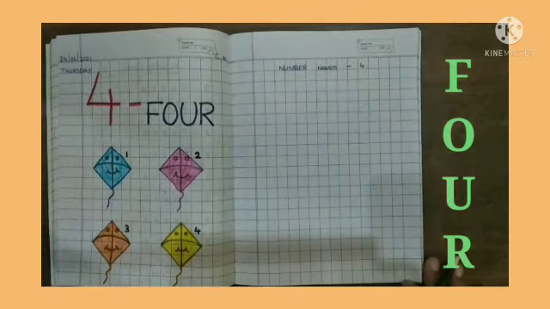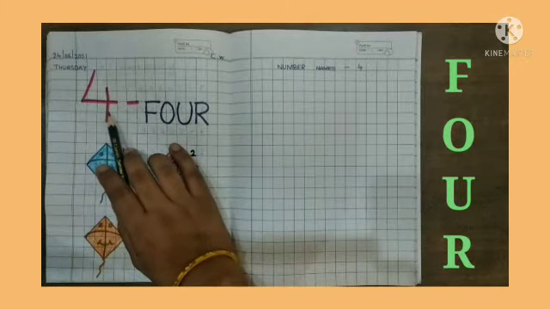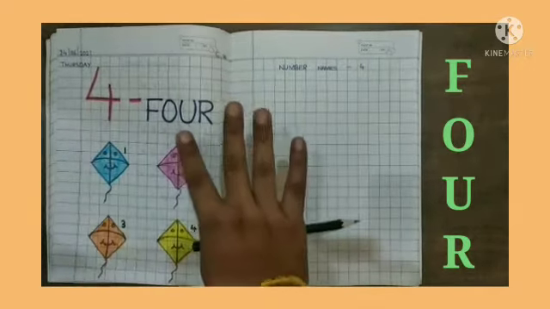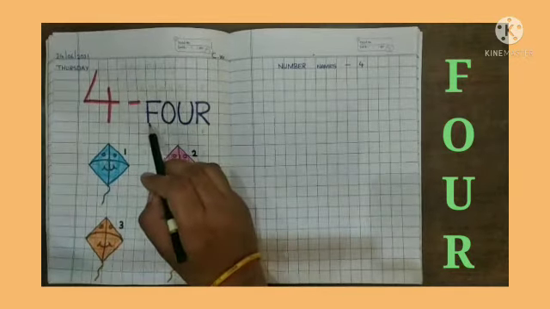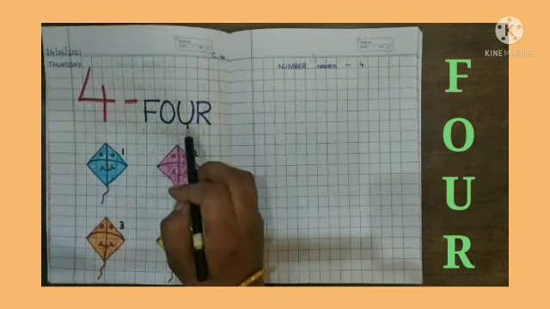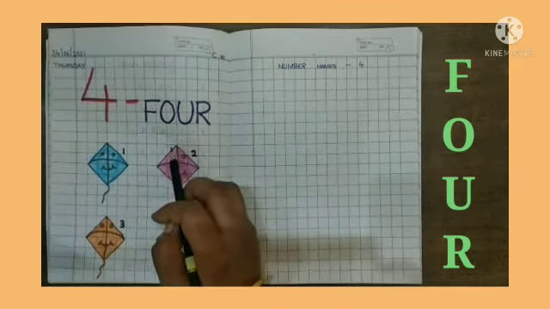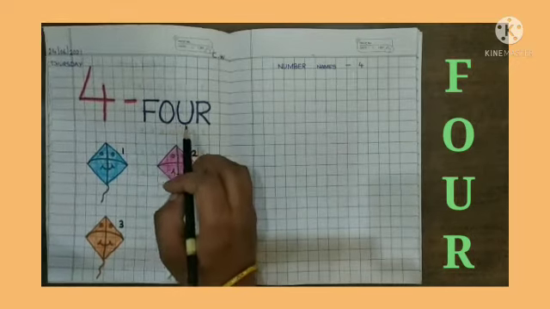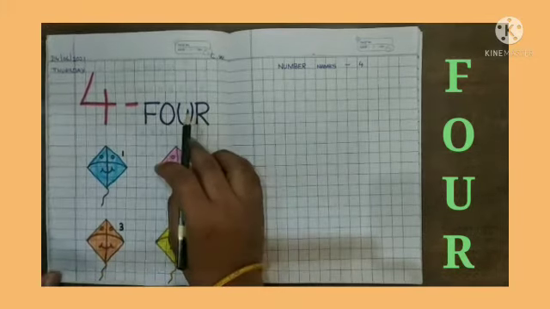Okay, students? Now see, which number is this? 4. Which number is this? 4. And what is the spelling of number 4? F-O-U-R, 4. You also speak out with me. F-O-U-R, 4. Very good, children.